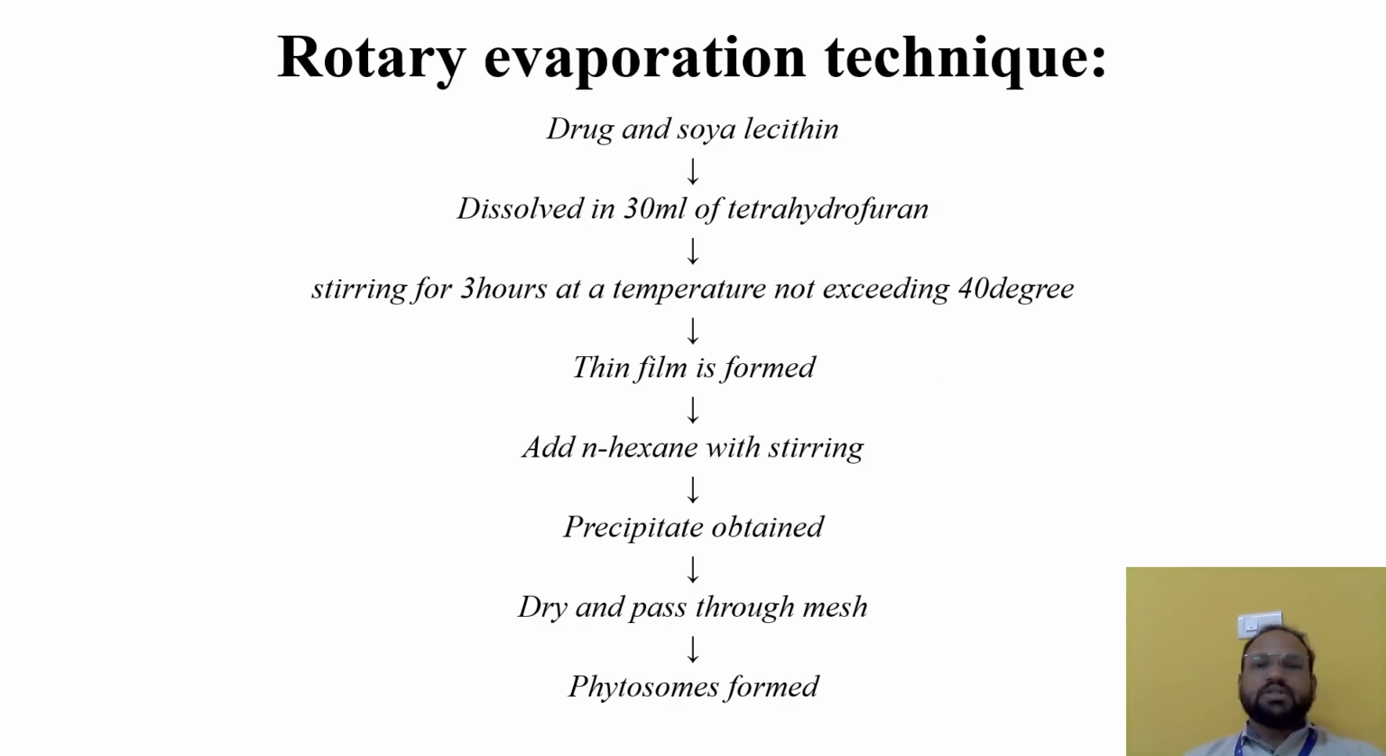So the rotary evaporation technique. Use a rota evaporator where drug and soya lecithin is dissolved in 30 ml of tetrahydrofuran, stirring for 3 hours at a temperature not exceeding 40 degrees Celsius. So a thin film is formed. This thin film is mixed with n-hexane with stirring. Then precipitation is obtained. Dry and pass through mesh, and the phytosomes are formed.